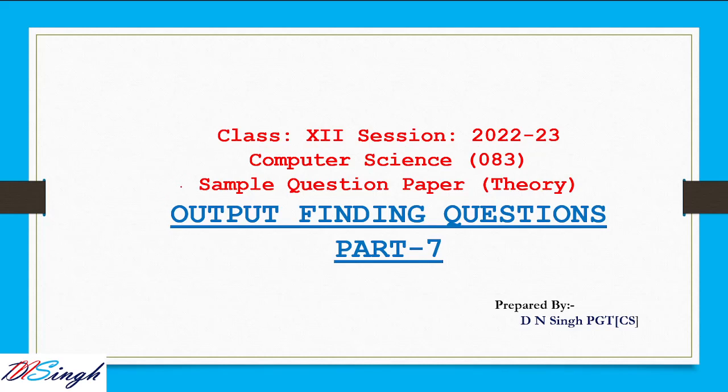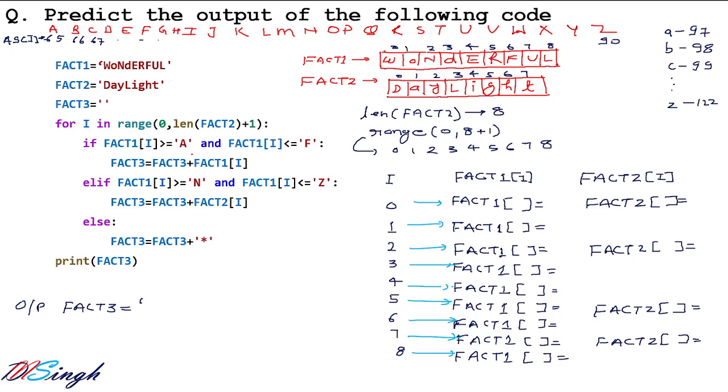I am again discussing some more output questions in this video. Output finding questions that are going to come in your final CBSE board exam paper for 12th class and session 2022-23. Let us move ahead to our question. This is the question here and it says predict the output of the following code. So we need to see this code line by line.